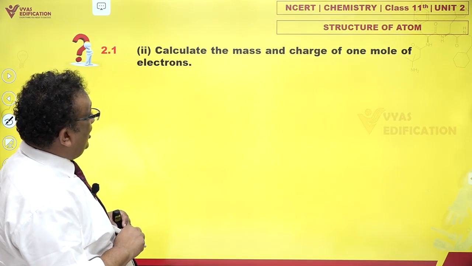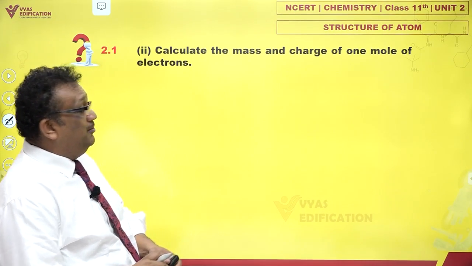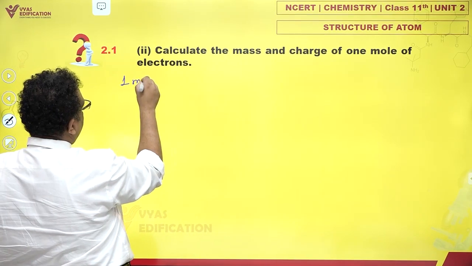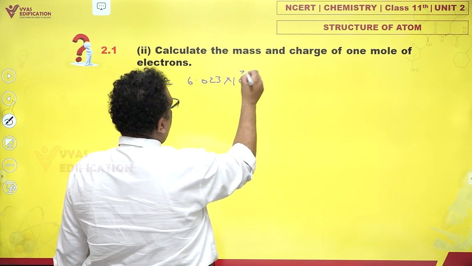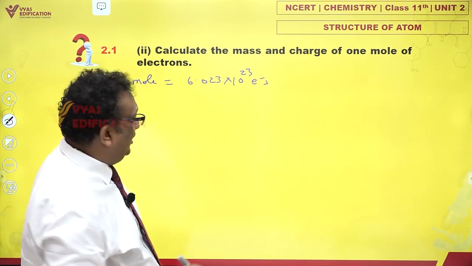Calculate the mass and charge of 1 mole of electrons. Now, this is very interesting. 1 mole of electrons. How much is 1 mole? 1 mole is 6.023 into 10 raised to 23 electrons. Right? What is the mass of 1 electron?